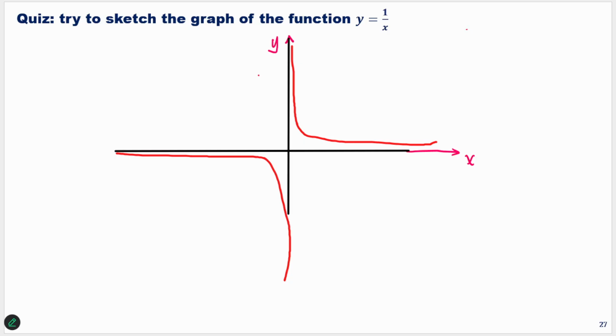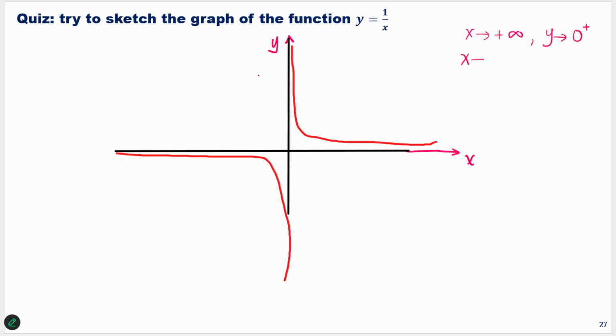When x approaches positive infinity, this is a very large positive number. 1 over a very large positive number will give you a very small positive number, which is near 0 but never touches 0, right? y approaches 0 from the positive side. We use this notation to say y approaches 0 from the positive side. So there must be a branch behaving like this.